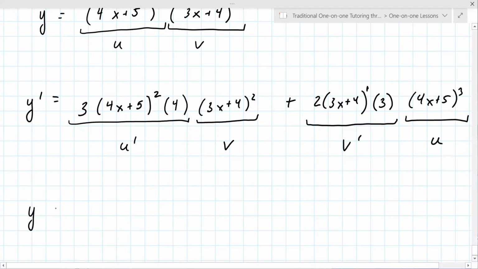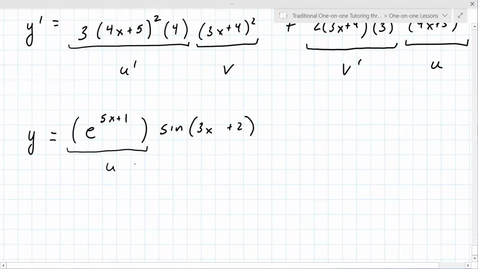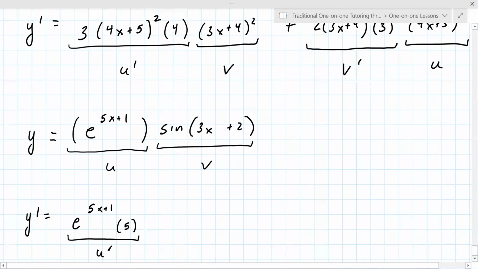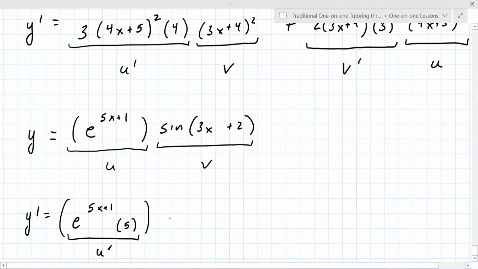So let's do another one. Let's go e to the 5x plus 1 times sine of 3x plus 2. So again, y prime equals 2. This is your u, this is your v. u prime equals e to the 5x plus 1 times 5, because the derivative of 5x plus 1 is 5. This is your u prime. Keep your v, sine 3x plus 2.